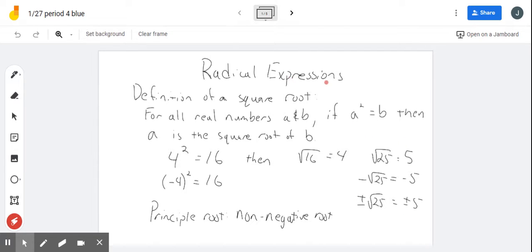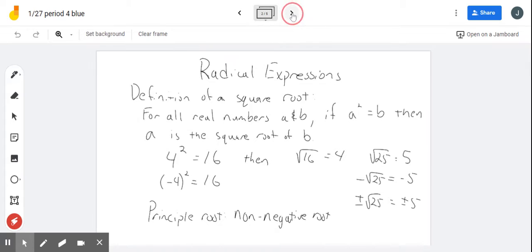Now, when we're doing expressions, that means there's no equal sign. We're only going to indicate the root that's requested, so either the principal root or the negative root. But when we get into the equation solving unit, when you're taking the square root of the variable, we're going to state both the positive and negative values.